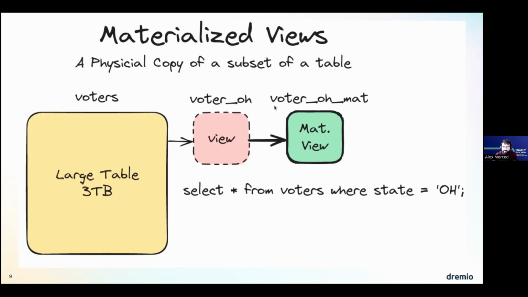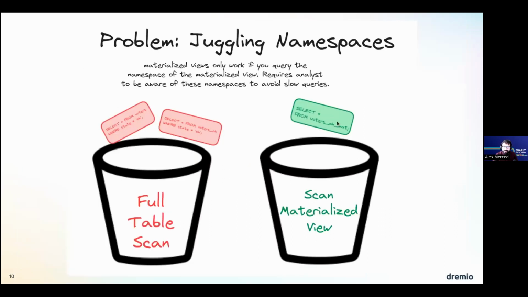So if you're a data analyst, someone has to tell you that you need to query this namespace. Because otherwise, if I still query the voters table, I'm still doing a full table scan. If I query the view voters Ohio, it looks like it should work, but no, full table scan. These are unaware that this is here to use. The only time it's going to use that physical copy is when I query that specific namespace, in this case, voters Ohio Matt, and then I'll scan the materialized view.